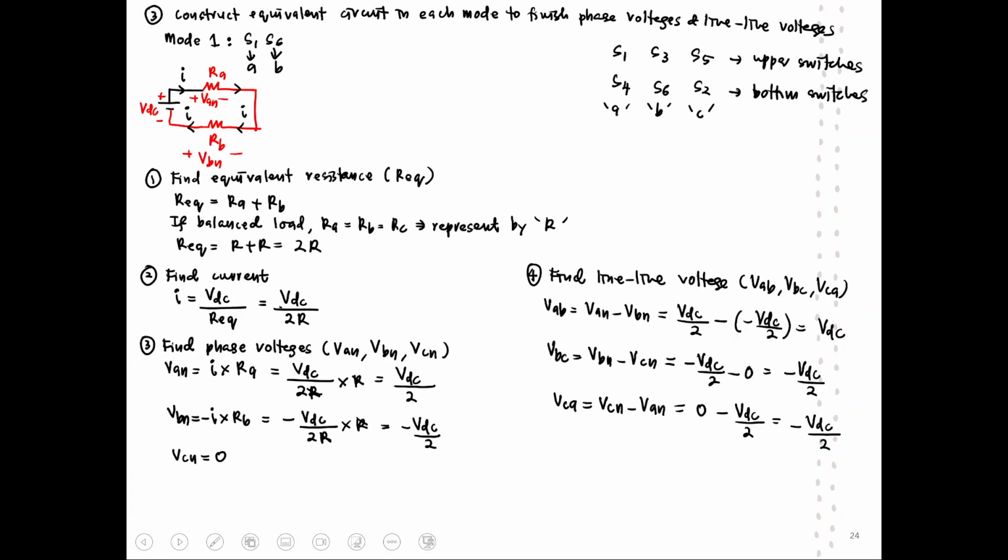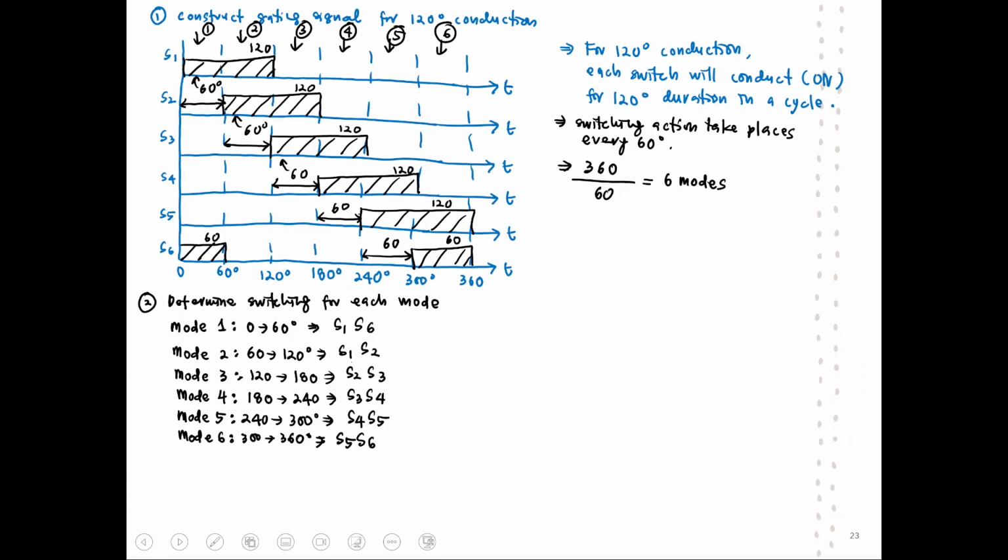Okay, and then in mode number 3 we have S2 and S3. S3 is the odd number, so it will be the upper switch for phase B, 135, remember, and then for phase 135462, so C.